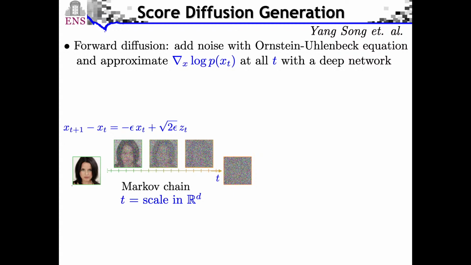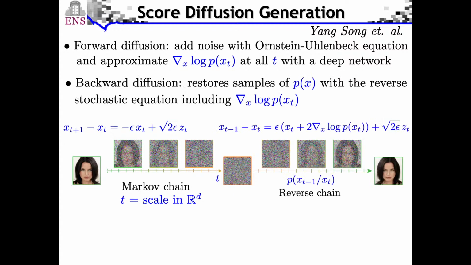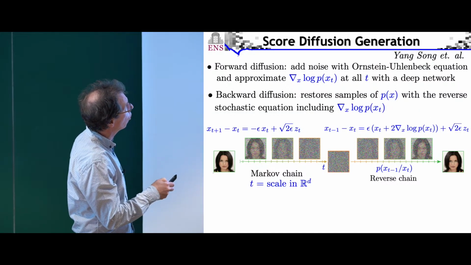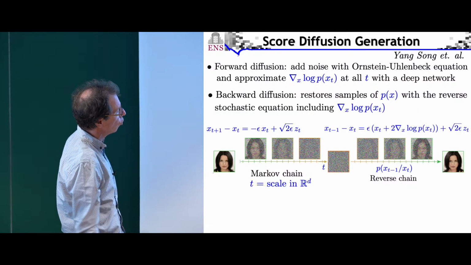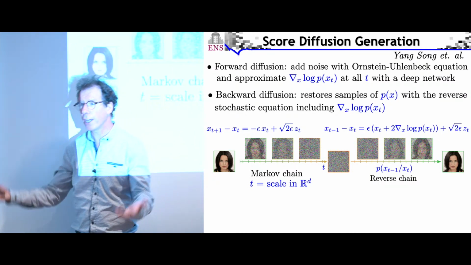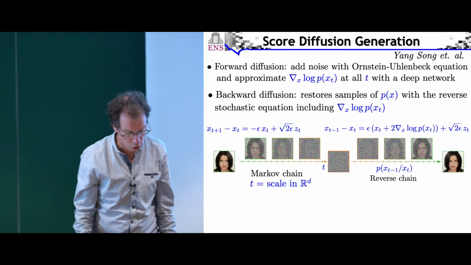So you have a stochastic differential equation. This equation, you can invert it. And to invert it, what you need is to compute the score of your probability distribution. So the whole problem is to compute the score of this probability distribution. And this is what is going to be done with a deep network in the standard approach.